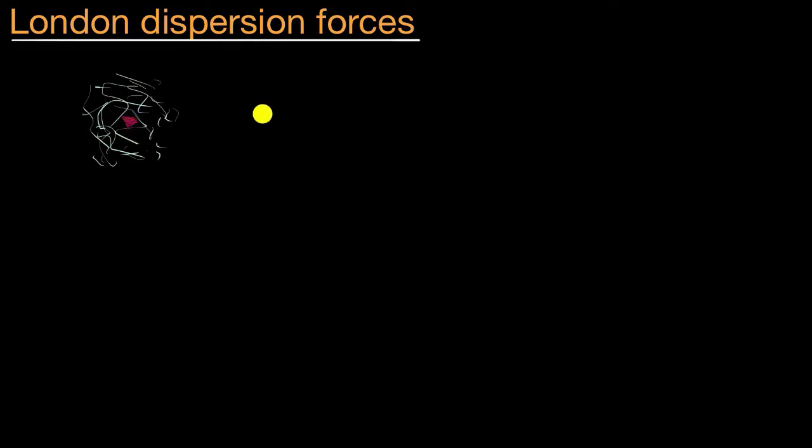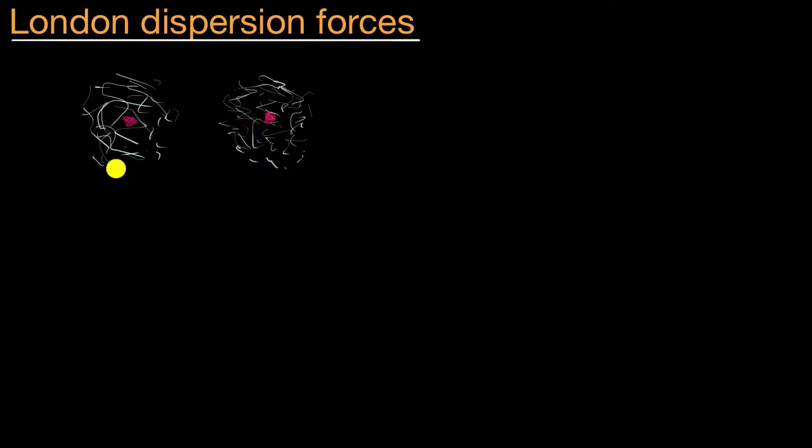But let's say that there is an adjacent atom right over here, and it's also neutral. Maybe it's the same type of atom. It could be different, but we're going to say it's neutral. And it also has an electron cloud. If these are both neutral in charge, how would they be attracted to each other? That's what London dispersion forces actually explain, because we have observed that even neutral atoms and neutral molecules can get attracted to each other.